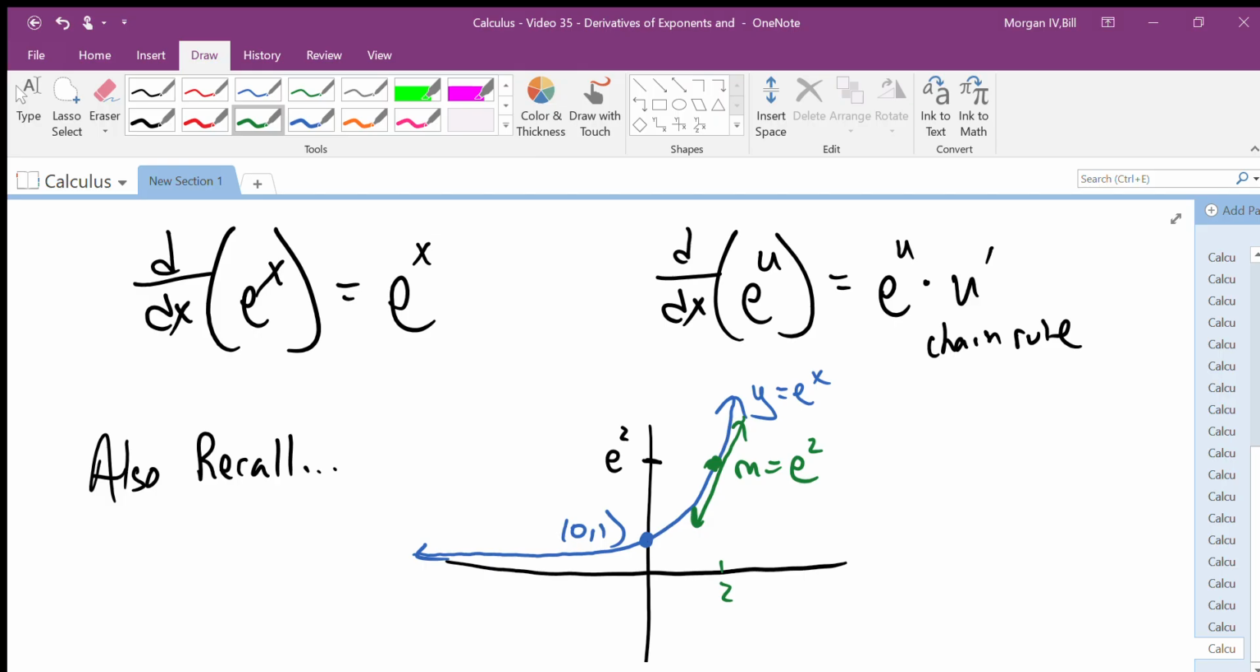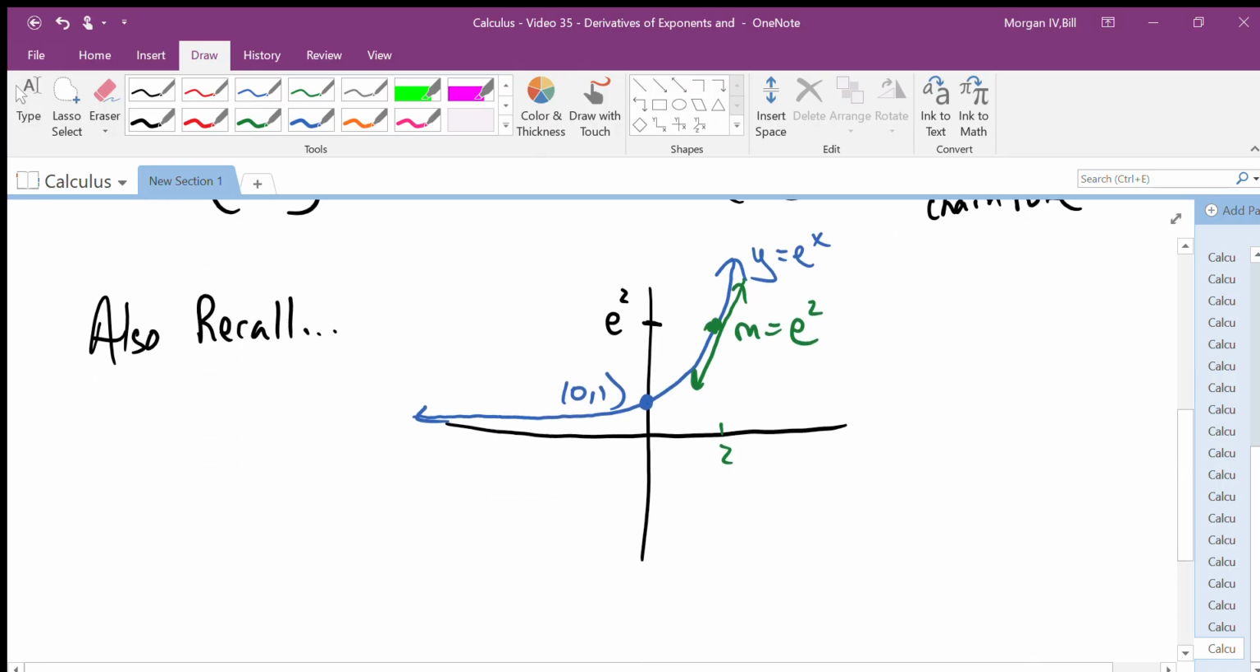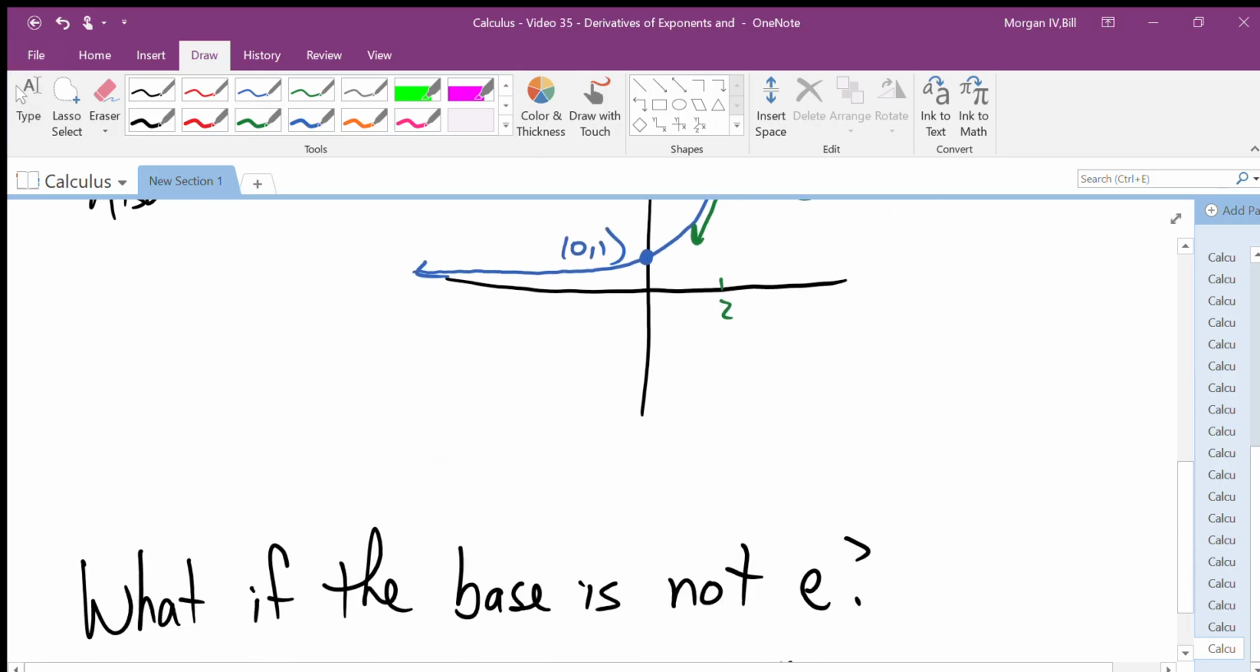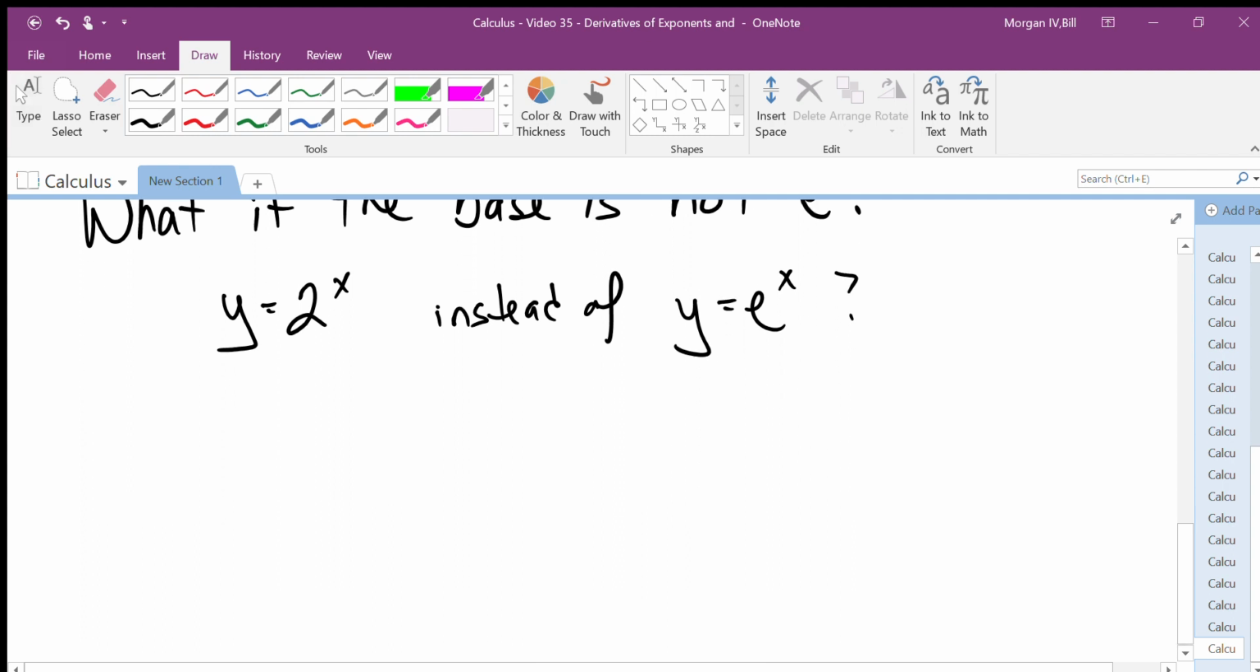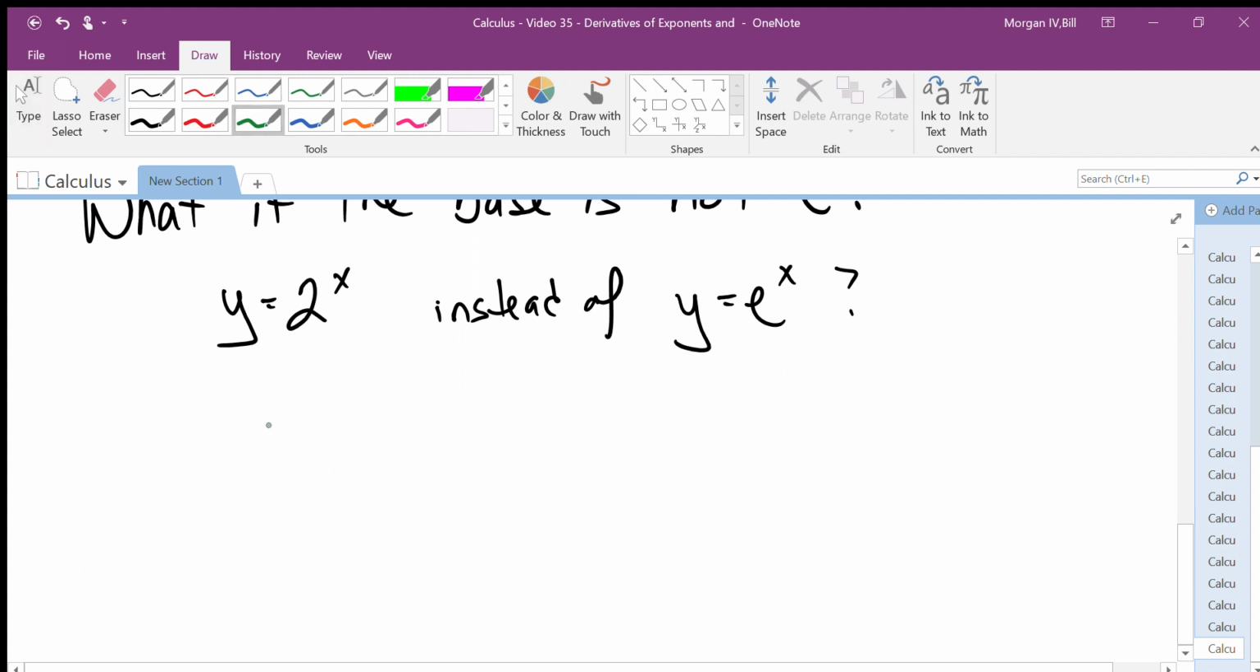Which leads us to question, what if the base was not e? What if the base was 2, 2 to the x or 3 to the x? Would this stay the same? Would the y value and the slope of the tangent line be the same? Turns out it's not. What if the base is y equals 2 to the x instead of y equals e to the x? So it's not the same.